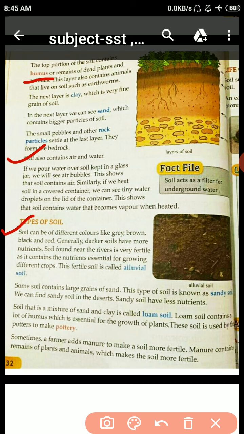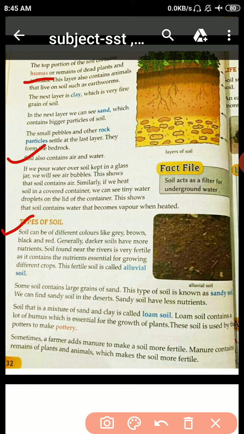Students, soil can be different colors like grey, brown, black and red. Generally, darker soils have more nutrients. Soil found near the river is very fertile as it contains the nutrients essential for growing different crops. This fertile soil is called alluvial soil.